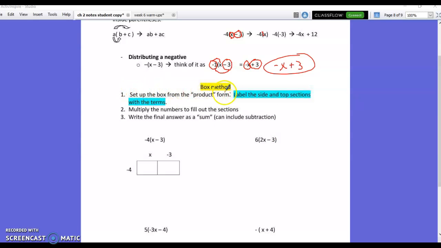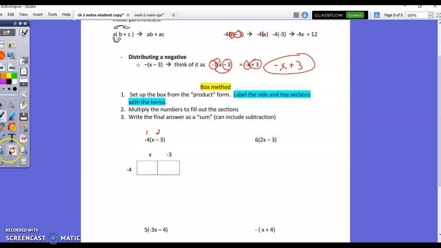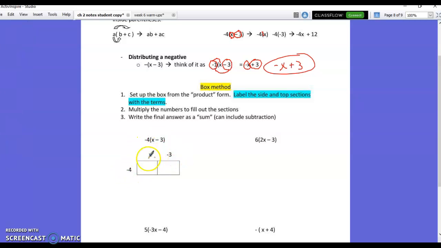So the first step is to set up the box from the product form. Product means this is being multiplied by this. So I create two boxes because there's two terms, and then it's a 1 by 2 box. When we're thinking of how to set up these boxes, I put the -4 out here, and then inside we have an x and a -3, so I separate those. Now I just multiply these together. -4 times x is -4x. And -4 times -3, right here, would be positive 12. And then I can write this as my final answer, -4x plus 12.